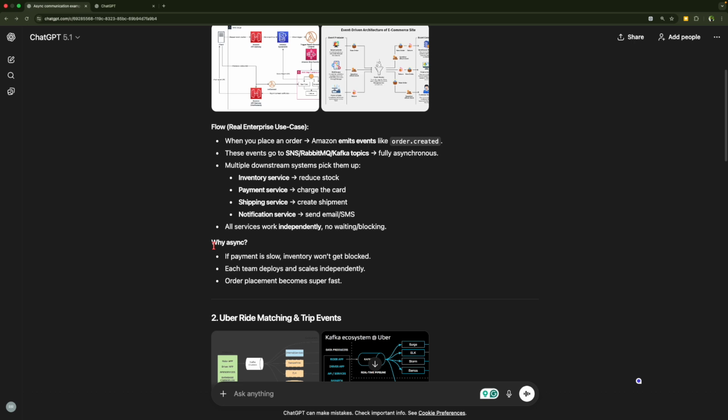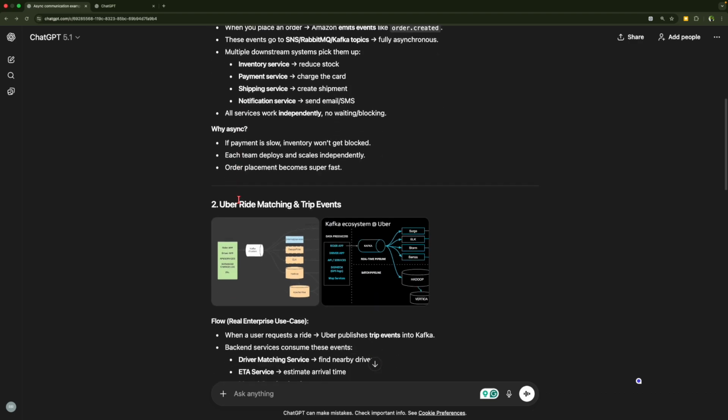So why do we need it? Because if payment is slow, inventory won't get blocked, and each stream deploys and scales independently. Because of this, order placement becomes super fast. Okay, so going ahead, we'll discuss RabbitMQ, Kafka, and SNS in depth, how they are configured and how that will help in asynchronous communication.